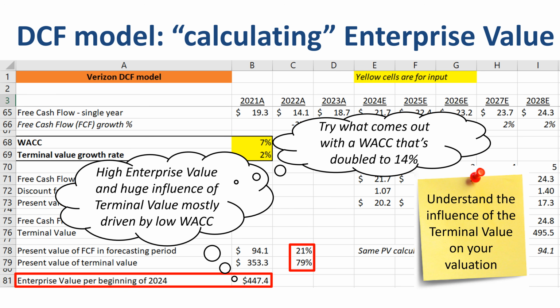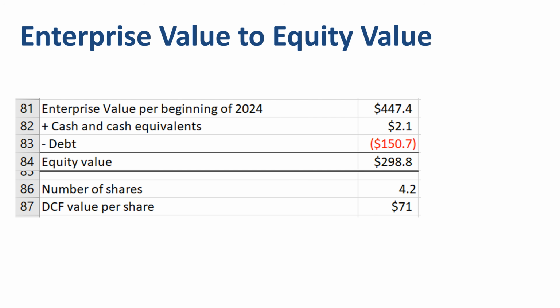Enterprise value to equity value. Take the enterprise value we calculated, add cash and cash equivalents, deduct debt, and we get to an estimated equity value of nearly $299 billion. That equity value divided by 4.2 billion shares equals a target value of the share of $71.